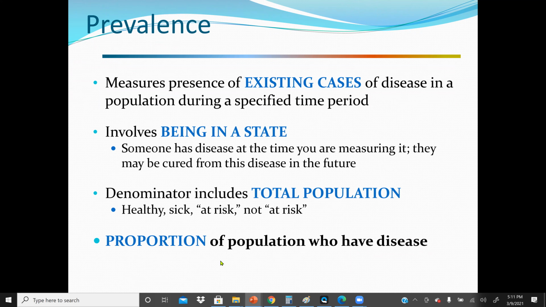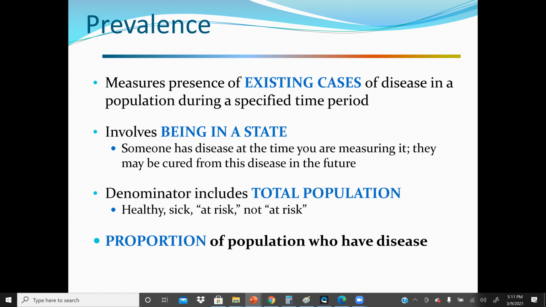So prevalence, we say, measures the presence of existing cases of disease in a population during a specified time period. And also it involves being in a state, that is, someone has the disease at the time you are measuring it. They may be cured from the disease in the future.